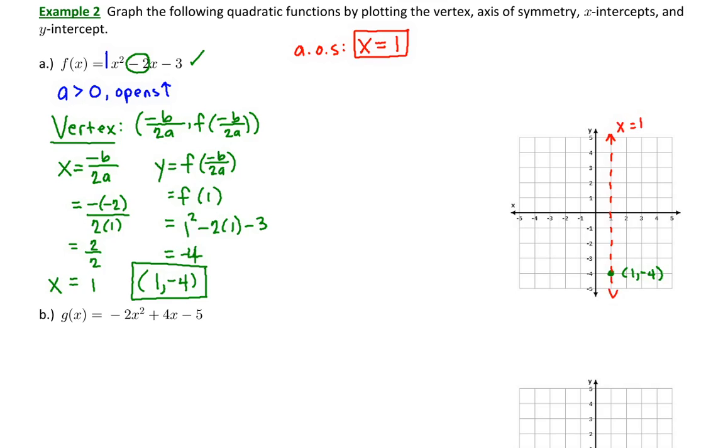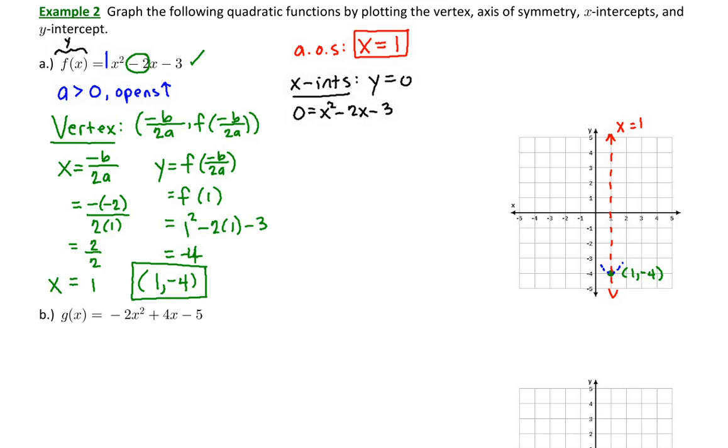Remember, our parabola is going to open up. So if I begin to envision what that looks like, it looks like we're going to have 2 x-intercepts. So let's calculate those next. To find the x-intercepts, we're going to set y equal to 0, or the entire function f of x will get replaced with 0. So we need to solve the equation 0 equals x squared minus 2x minus 3.